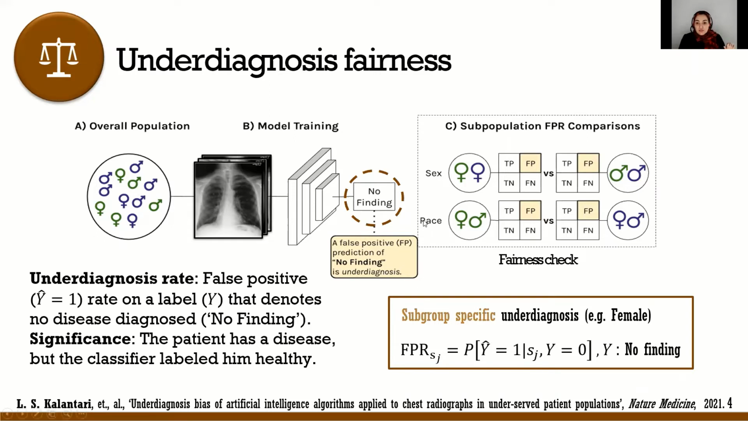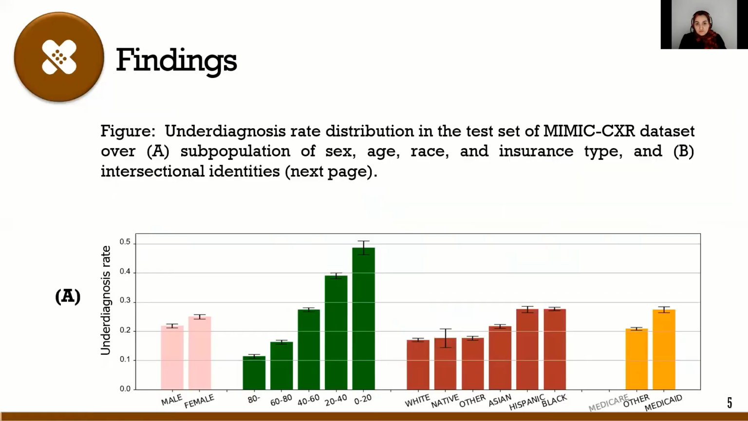We check underdiagnosis rate in different sexes, races, ages, and also insurance type. And we were using insurance type as a proxy for the socioeconomic status of the patient. Here you can see the distribution of underdiagnosis rate over different subpopulations in our test set. We have trained a model on the MIMIC-CXR dataset, and it has a very high performance average across all patients. But it seems that it does very well for the overall population, but much worse for some specific subpopulations.